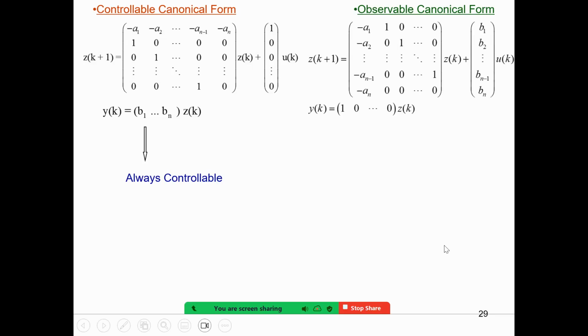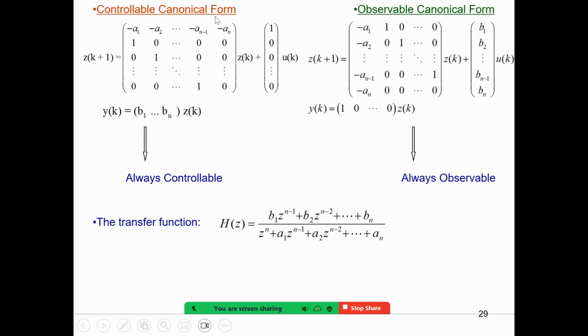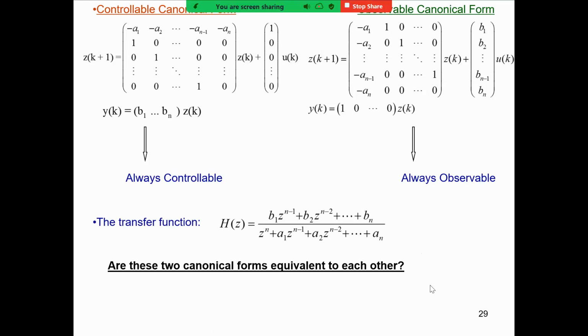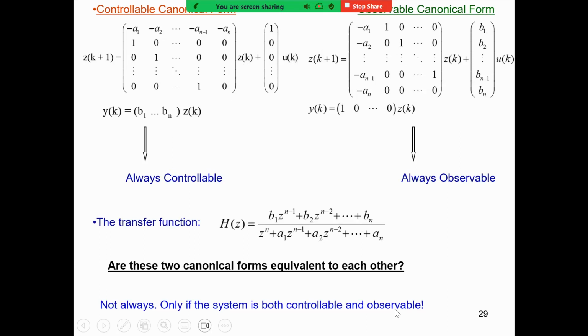If a system is in observable canonical form, it is also guaranteed to be always observable. Then, okay, those are the corresponding transfer functions, right? The relation between those two is that one is the other one's transpose. But are these two canonical forms equivalent to each other? Not really, right? Not really. Only if the system is both controllable and observable. If a system is both controllable and observable, it also means that if you compute the transfer function from the formula, that transfer function will not have any common poles and zeros. All right.